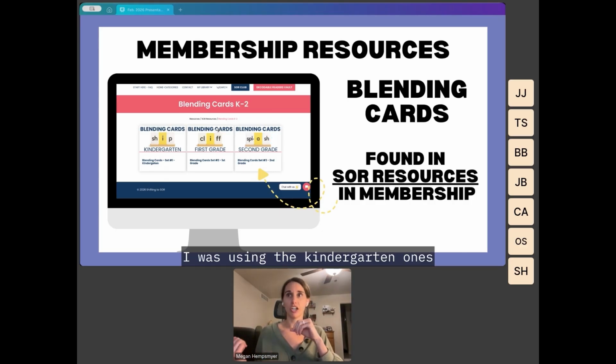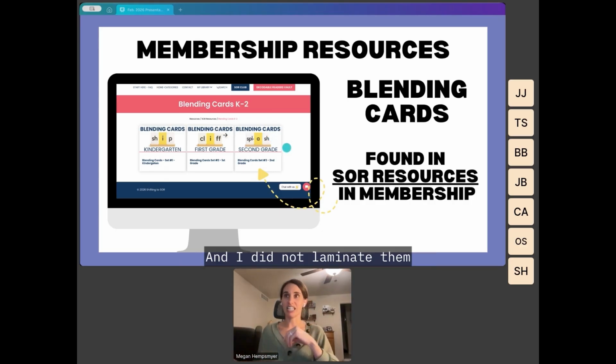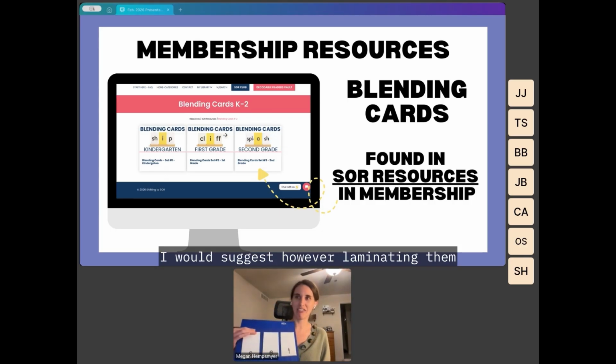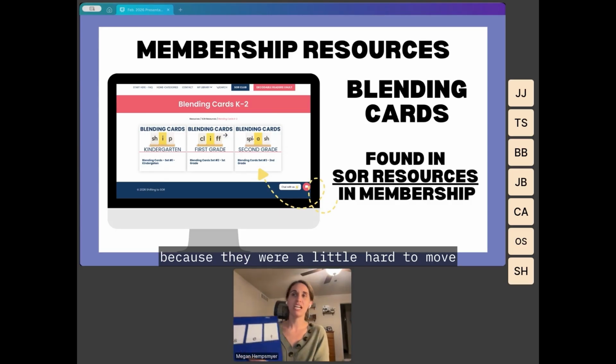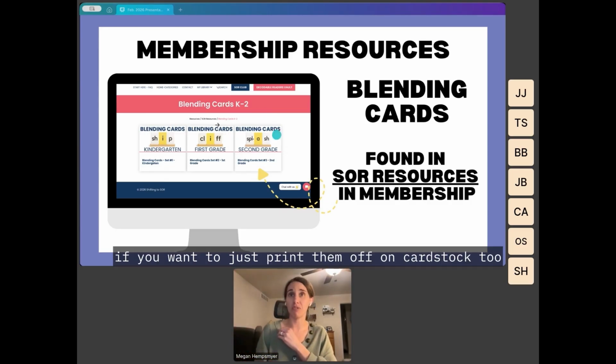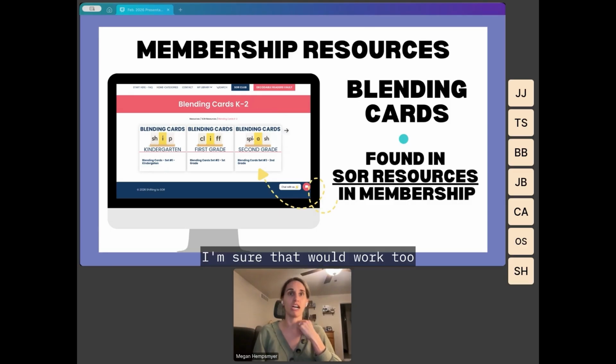I was using the kindergarten ones, and I did not laminate them. I would suggest, however, laminating them because they were a little hard to move. But for the purpose of time, if you want to just print them off on cardstock too, I'm sure that would work too.